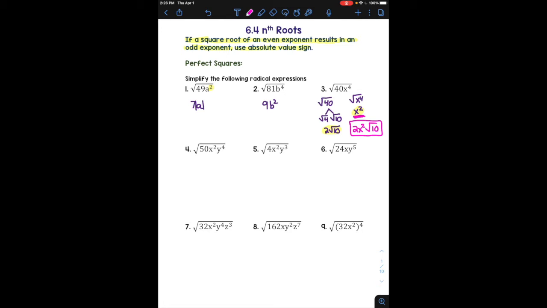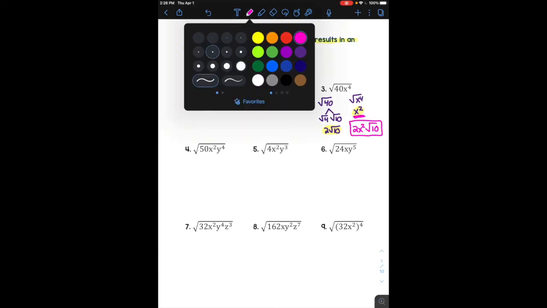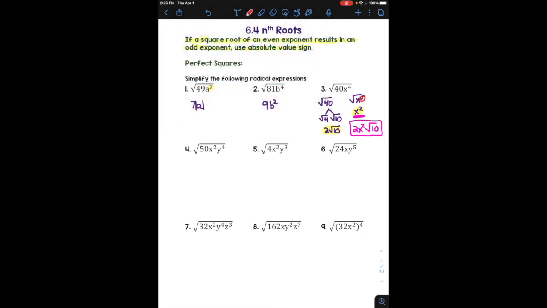Do I need to use absolute value signs in this case? No, I do not, because when I took the square root of an even exponent, the result was also an even exponent. When we took the square root of an even exponent, the result was even.